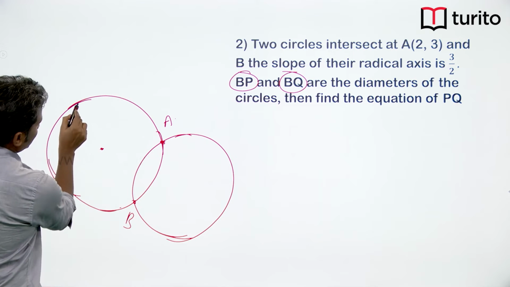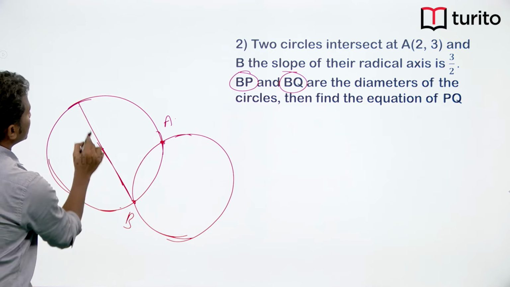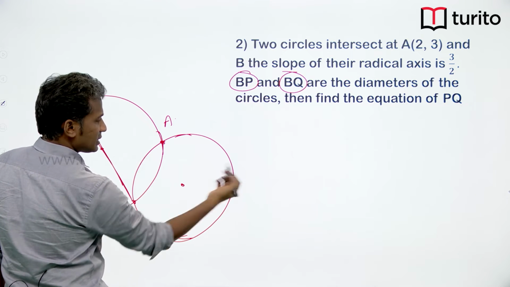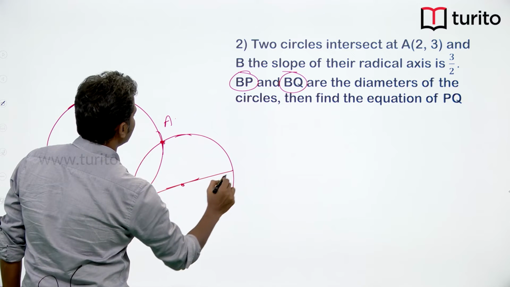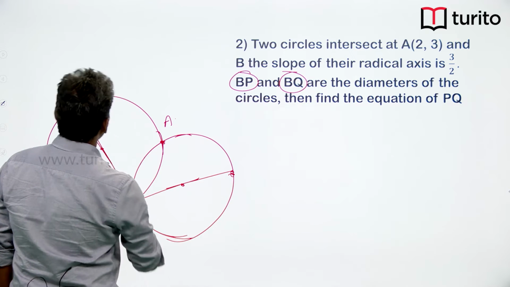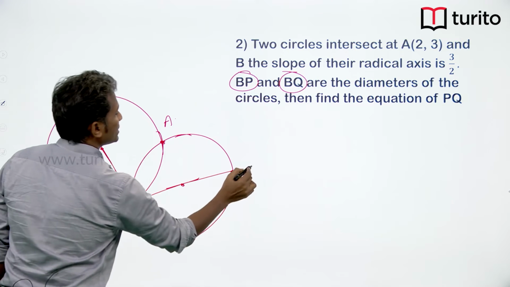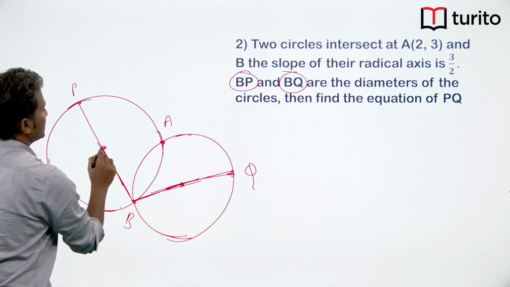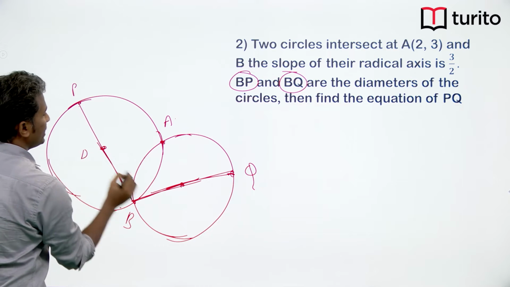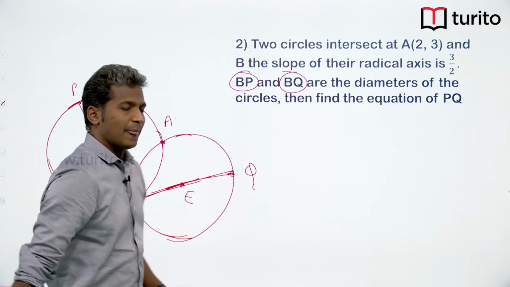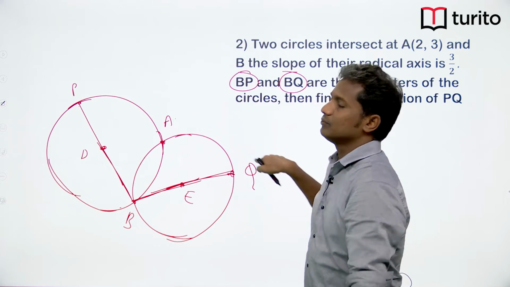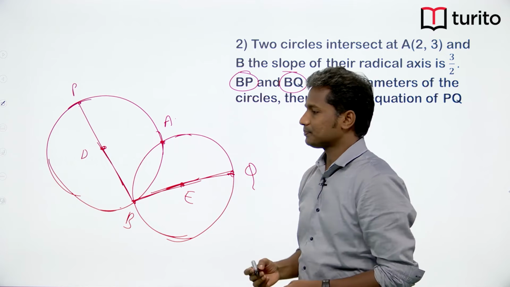Okay. If I join B and the center, I will get one diameter here. If I join B and the second center, I will get another diameter here. So this is, let us say, BP and this is BQ. Now the centers I am taking as D and E. Now we are interested in the equation of PQ.